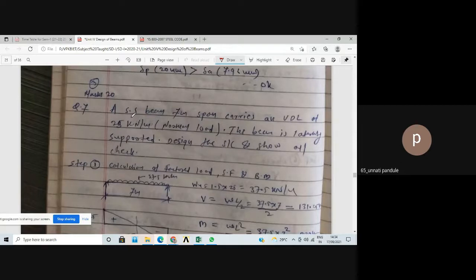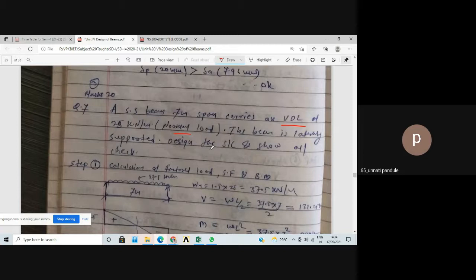So, a simply supported beam, 7 meter span, carries a UDL of 25 kilonewton per meter. Normal loads, meaning working load, is given. The beam is laterally supported. Design the section and show all checks. So this is the data given to us.